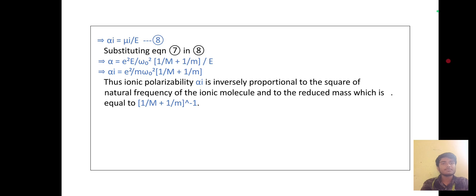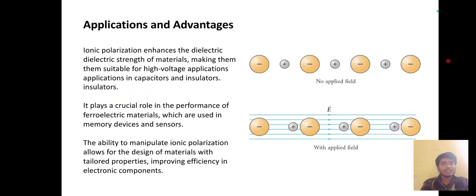Applications and advantages. Ionic polarization enhances the dielectric strength of materials, making them suitable for high voltage applications in capacitors and insulators. It plays a crucial role in the performance of ferroelectric materials, which are used in memory devices and sensors. The ability to manipulate ionic polarization allows for the design of materials with tailored properties, improving efficiency in electronic components.